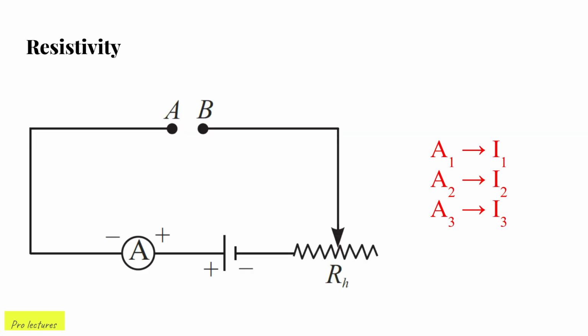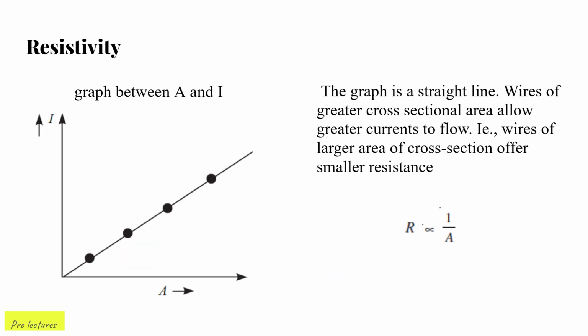In the second experiment, let's take wires of the same length but different cross-sectional areas, say A1, A2, A3, etc. Connect the wires between A and B one by one and note down the currents I1, I2 and I3 in each case. As you can see, the graph of A versus I forms a straight line. Wires of greater cross-sectional area allow greater currents to flow. That is, wires of large cross-sectional area offer small resistance.